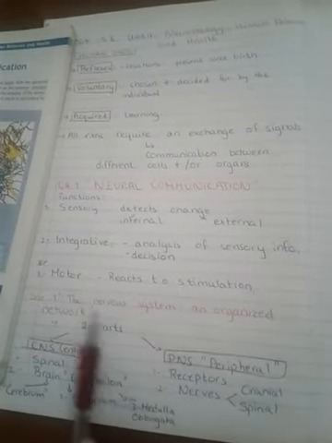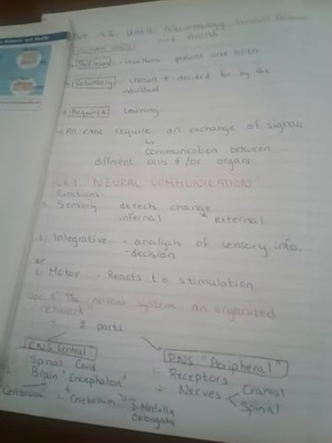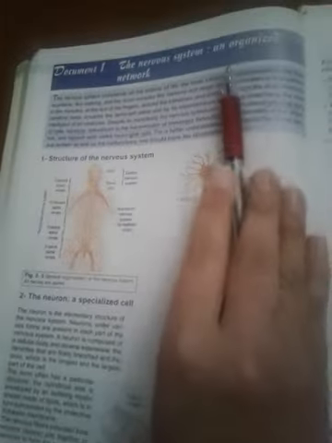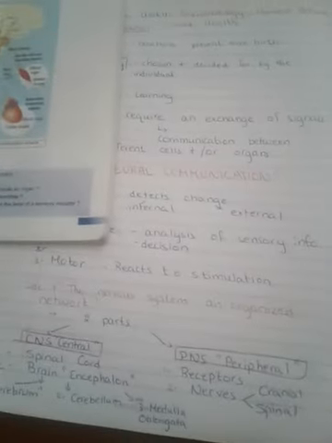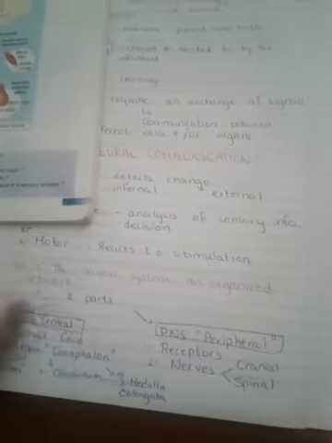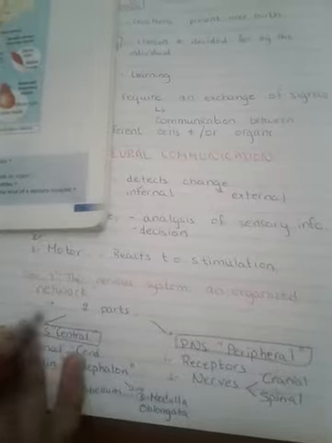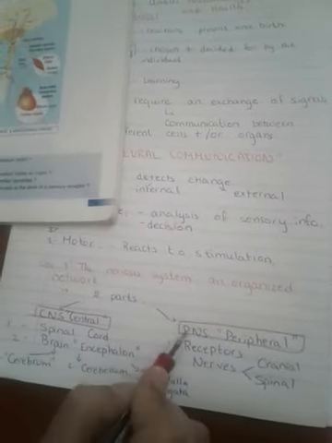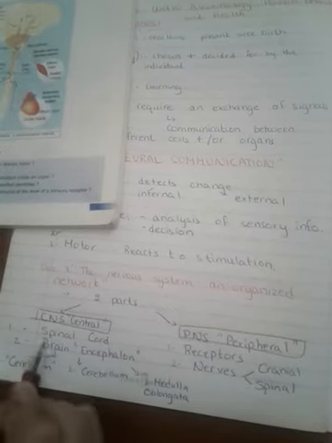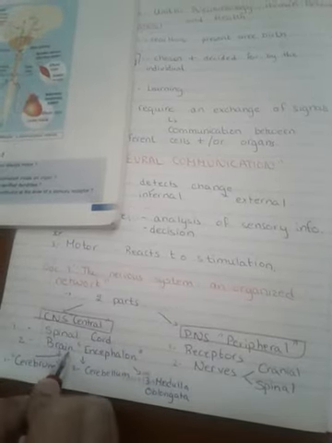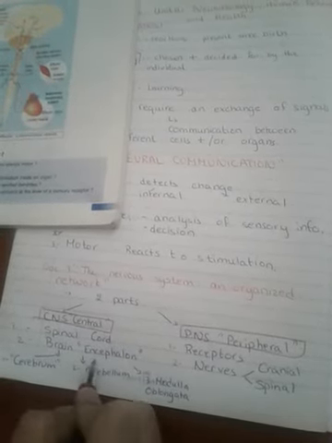Let's go now to document 1. Book page 58, the nervous system, an organized network. It's really very organized and very complicated. It's not complicated as in complicated, but it's really organized. So if I want to divide the nervous system into 2 parts, the central nervous system and the peripheral nervous system. Okay, the central nervous system includes the spinal cord and the brain, or what's known in science as the encephalon.